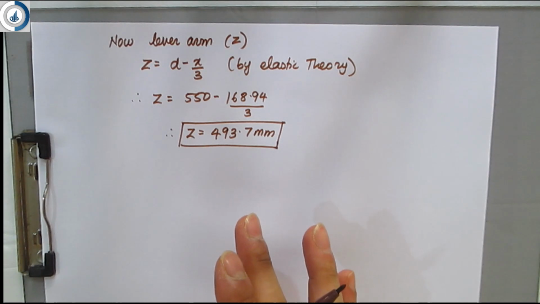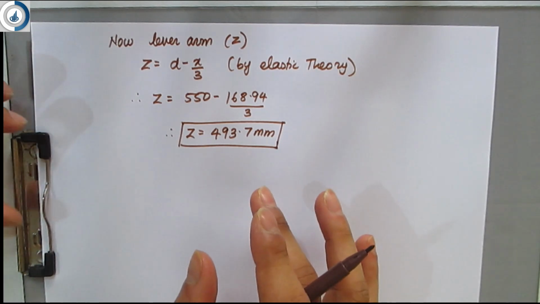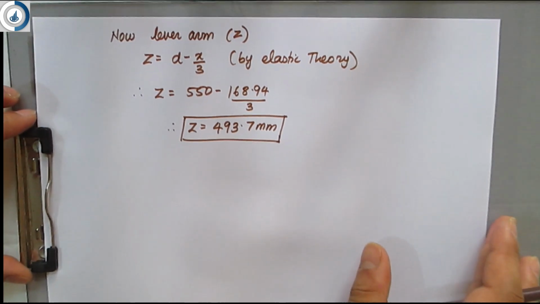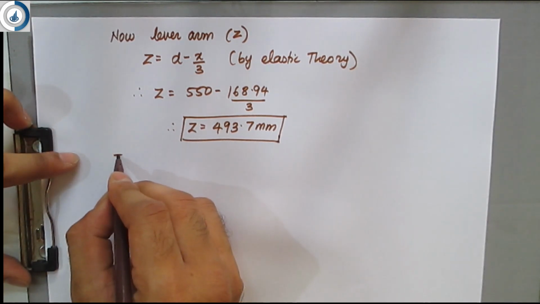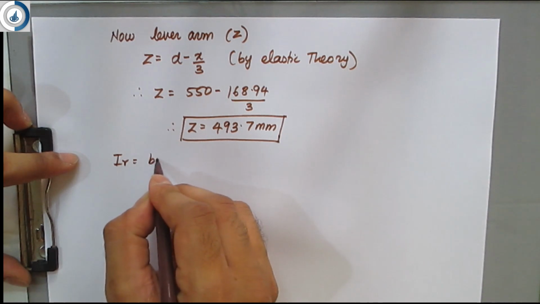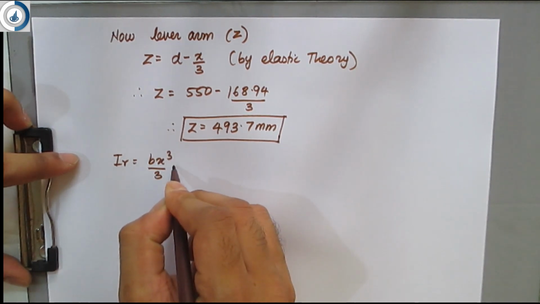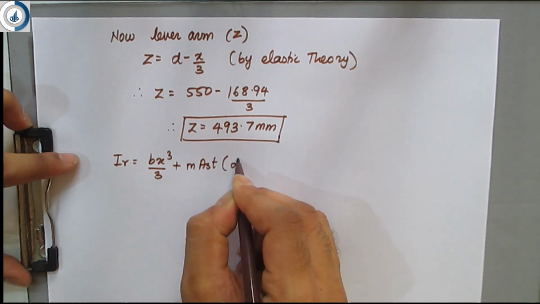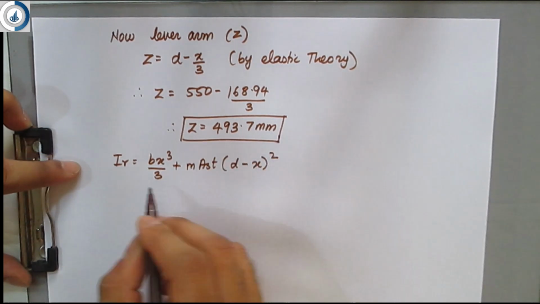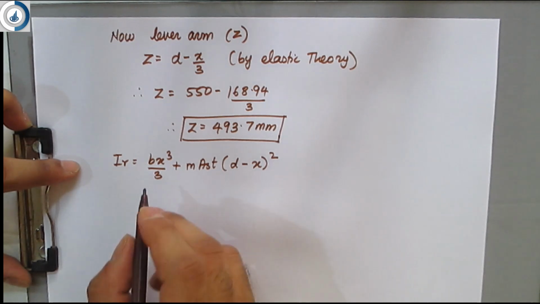So now the next step is to calculate the moment of inertia for the cracked section, that is IR. I have shown you this IR formula now. That is b x cube by 3 plus modular ratio AST into d minus x the whole square. So now everything is available, you can just substitute here.